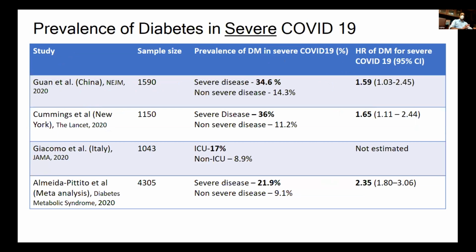This prevalence rises further if you take only severe COVID-19. Severe COVID means those who develop hypoxia or have multi-organ dysfunction. In these severe patients, the prevalence ranges from 17% to almost a third of the whole cohort having diabetes. That shows how important diabetes is in patients with COVID.